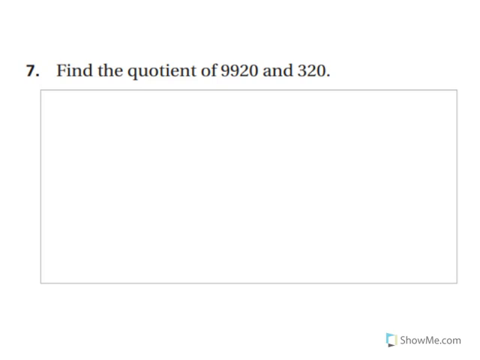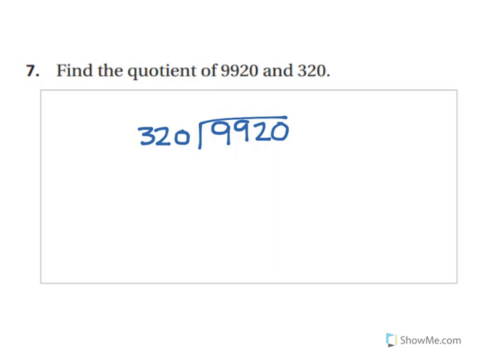So now, again, we're going to try one more problem for you to try. Find the quotient of 9,920 and 320. So now it's written in word form. You're going to divide this, and again, it should be pretty easy for you to set up. You're going to set it up as 9,920 divided by 320. Why don't you go ahead and give this a try? I'll check in with you in just a moment.